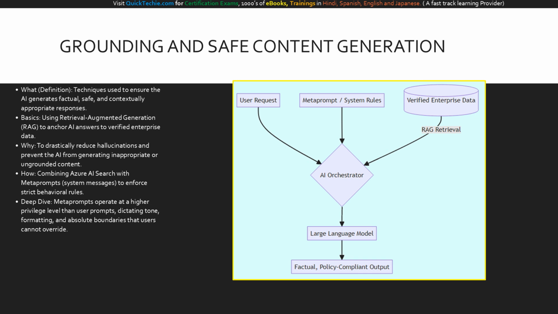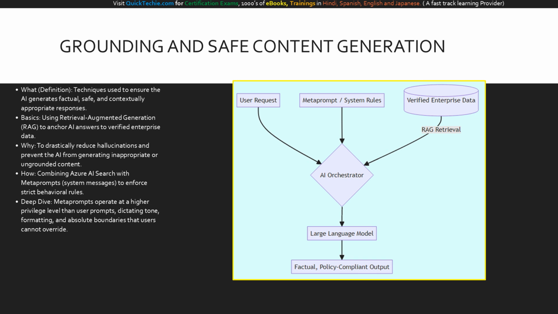What is grounding? It is the architectural technique used to ensure the AI generates factual, contextually appropriate responses. The basics involve using Retrieval Augmented Generation, or RAG. RAG connects the AI to your secure enterprise data, forcing it to read your documents before it speaks. Why is this a security consideration? Because an ungrounded model will hallucinate, it will confidently invent facts, which creates massive operational and compliance risks.